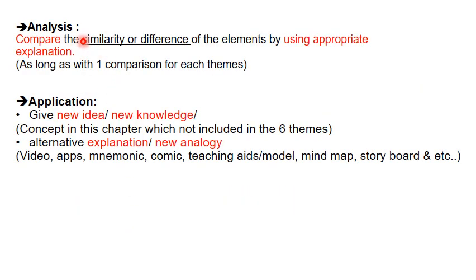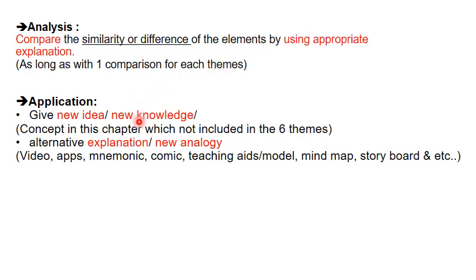For the analysis, you can compare the similarity or difference of the elements by using appropriate explanation. There are 6 themes, so you have to compare each theme, at least 1 comparison for each theme. For example, for size, you compare the size of lithium and potassium, or you compare the size of bromine and chlorine, like that. As long as there is 1 comparison for each theme.